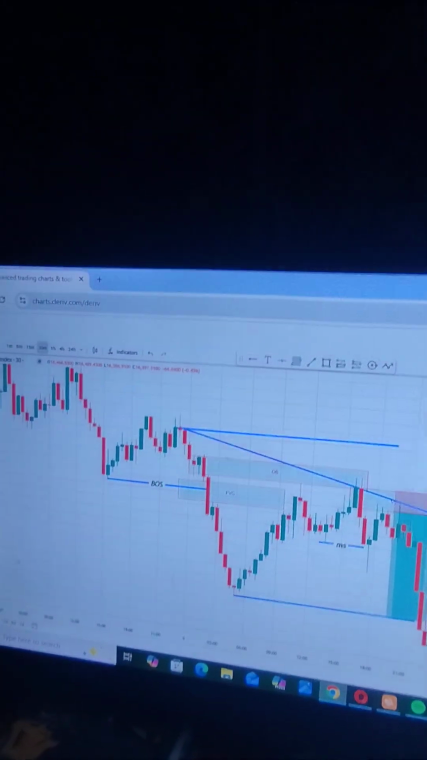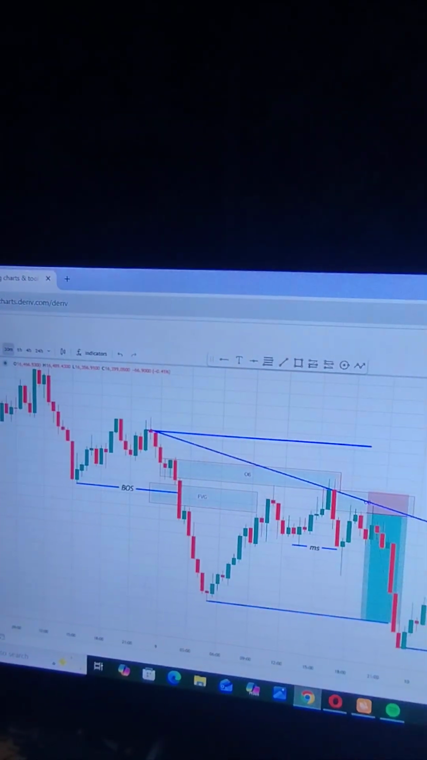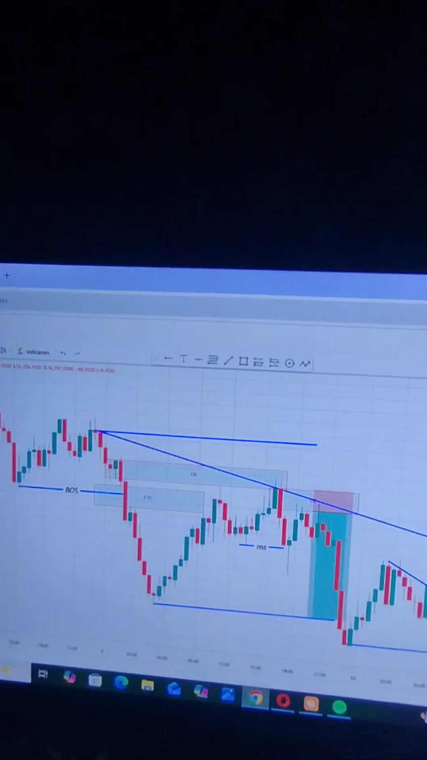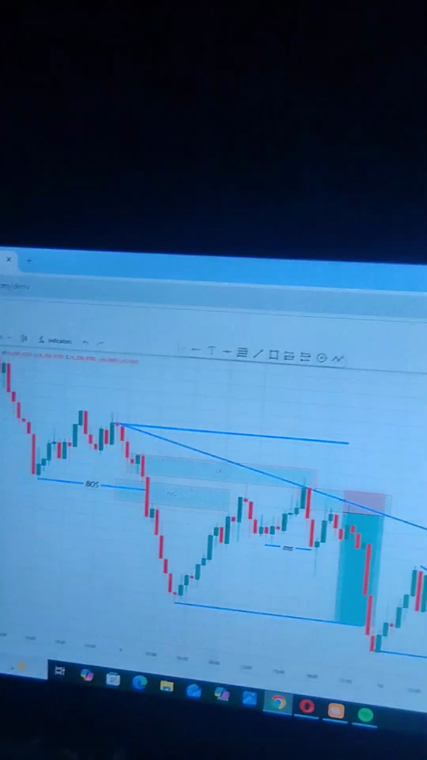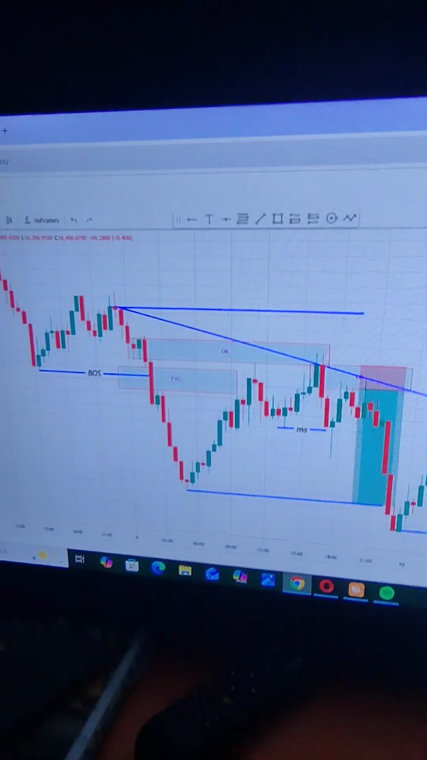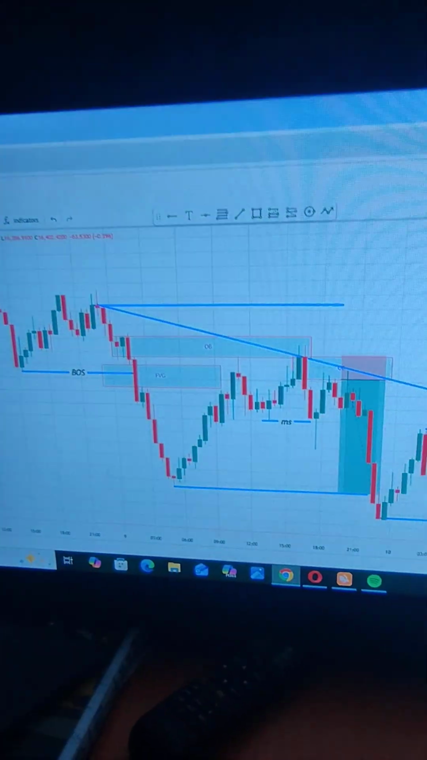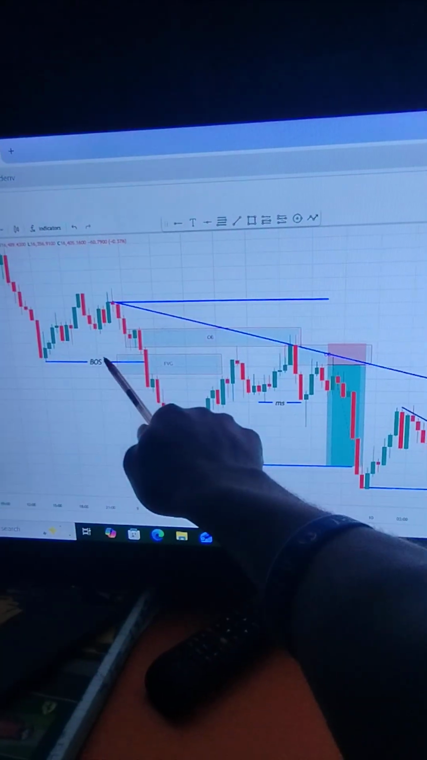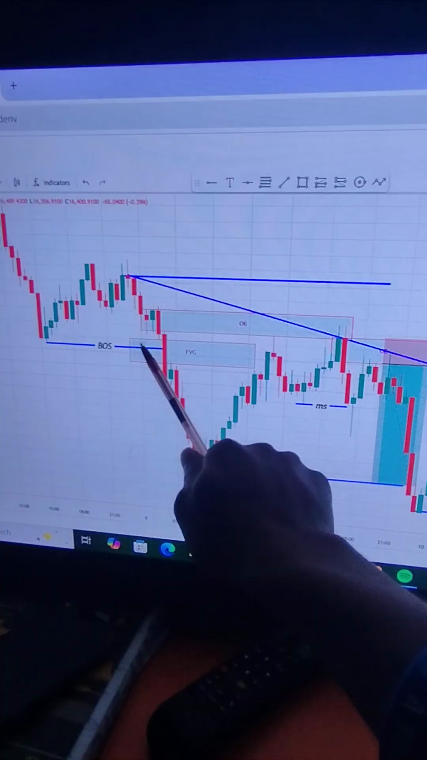On the 30 minutes, the first thing you need to identify is your break of structure, whether it's a break of structure to the upside or to the downside. But first thing first, you need to identify your break of structure. So at this point, we identify a break of structure to the downside.